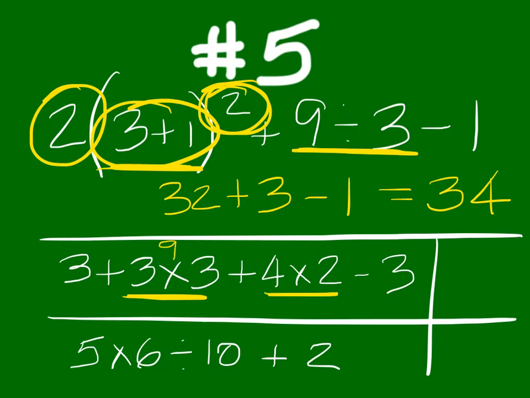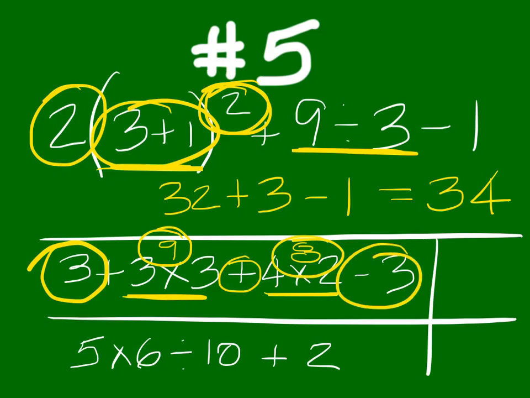On the second one, you need to do 3 times 3 and 4 times 2. That's a 9 and an 8. And then go in order from left to right. 3 plus 9 is 12. Plus 8 is 20, minus 3 is 17.